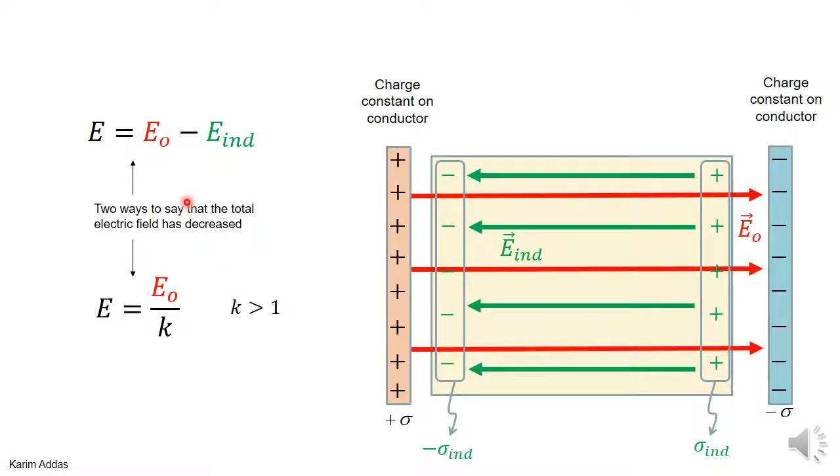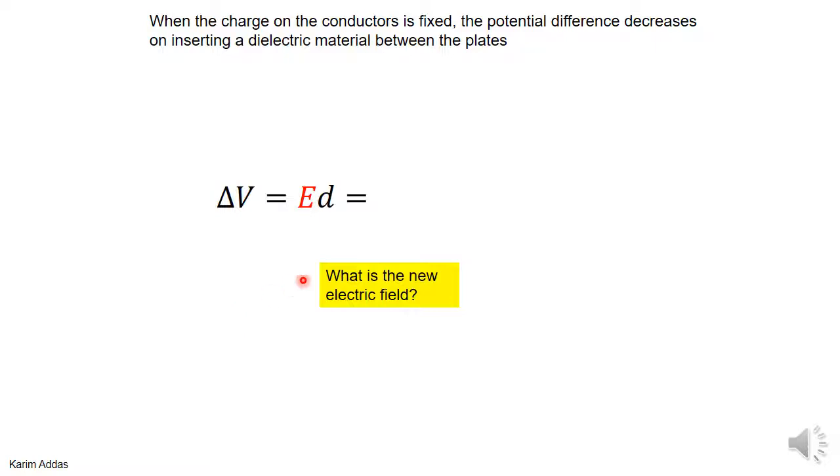Now, what is the electric field? How much is it reduced by? We showed before that there are two ways to say that the electric field has been decreased. One way is the superposition principle: the total electric field is the electric field due to the conductors minus the electric field due to the induced charges. Or we can say that the electric field is reduced by a factor K, and this factor K is something easy that can be obtained experimentally. So let's use this second approach.